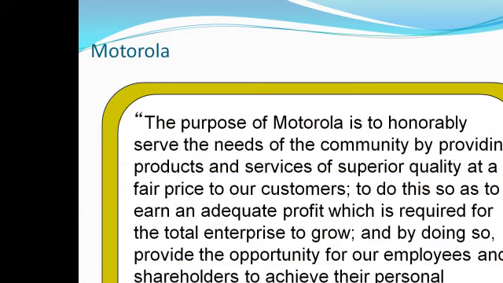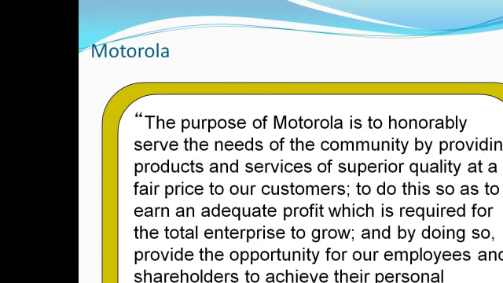If you look at Motorola, for example, this is Motorola's mission statement. And why I have chosen this is because it kills so many birds with one stone. The purpose of Motorola is to honorably serve the needs of the community by providing products and services of a superior quality at a fair price to our customers. If you look, they have targeted the product, the services, the quality and the price, to do this so as to earn an adequate profit which is required for the enterprise to grow.